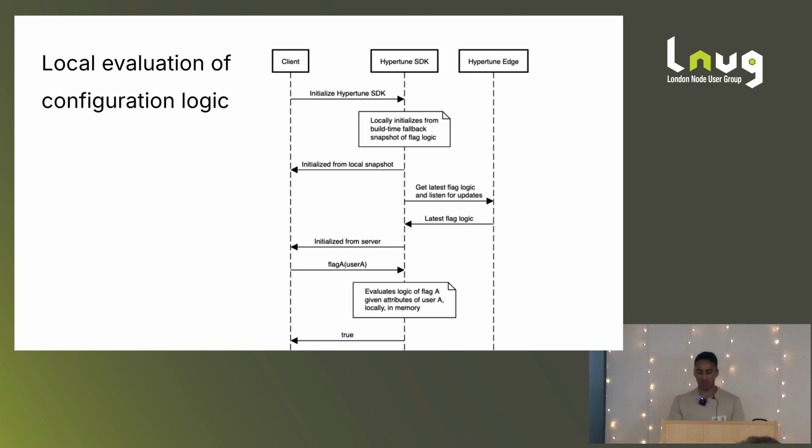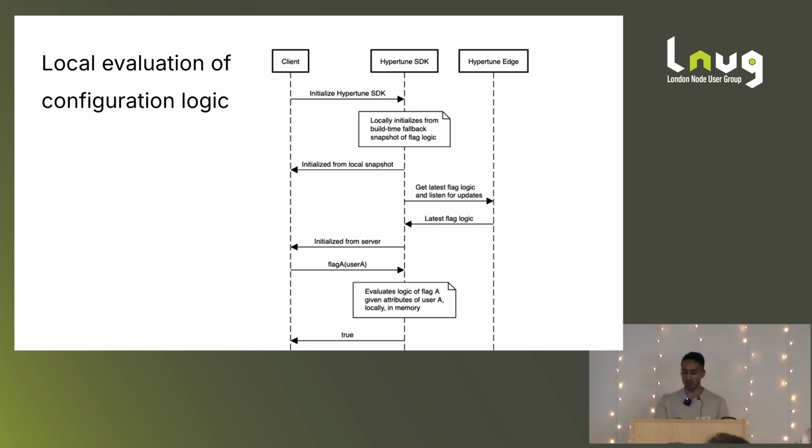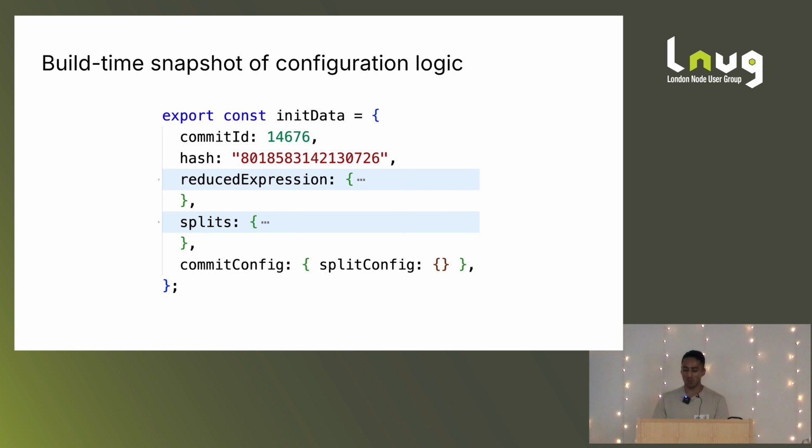Well, the first thing we can do is design the SDK to locally evaluate our configuration logic. So the SDK fetches all the configuration logic from the server upfront in this one initial network request. And then after that, it locally evaluates the configuration without any dependency on the network. So it's very reliable, performant, and efficient. But we still have that one initial network request which could fail.